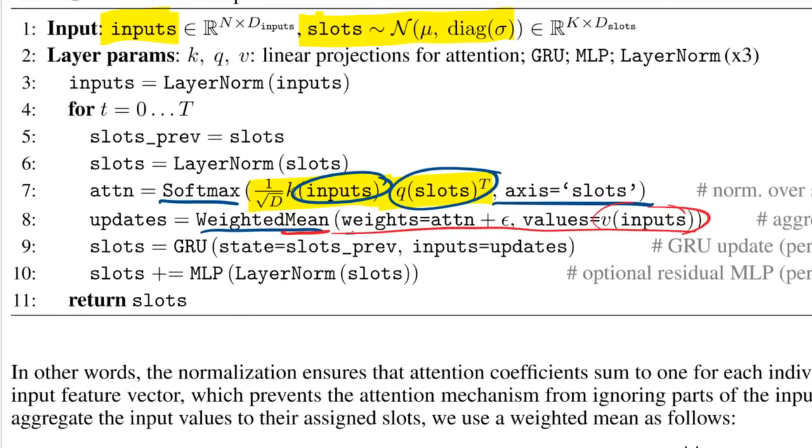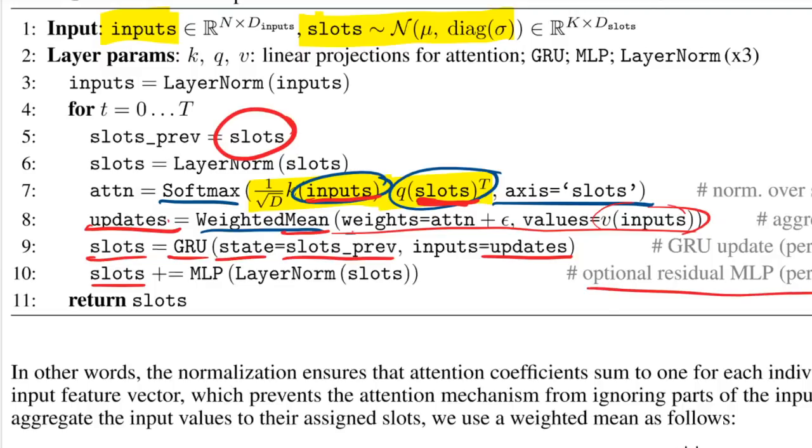Then what you'll do, you can see that this is now called updates. Okay, so you start with the slots randomly, and then you use the slots to route the information. You take the inputs and you use that information routing to calculate the updates. Now you put the updates through a GRU with the state being the previous slots, and then you'll add that to the slots. This says optional residual MLP. So what you can do is you will have a residual MLP or not.